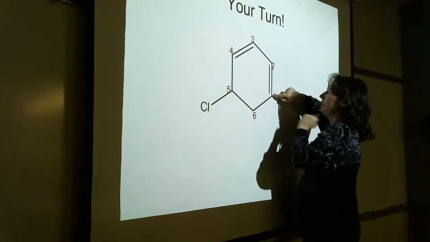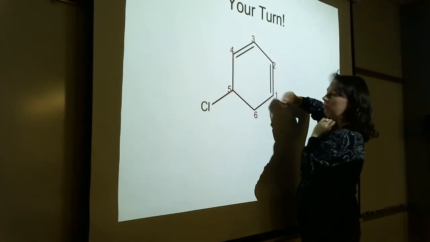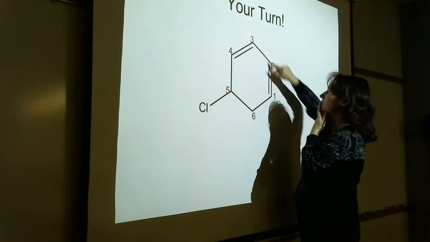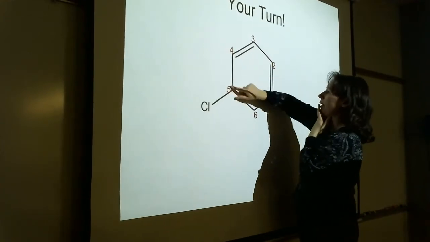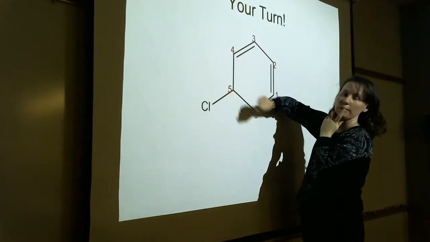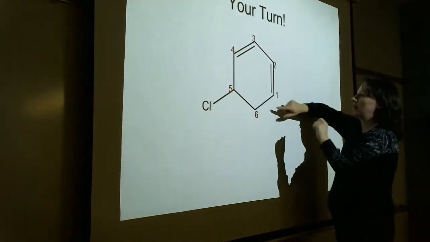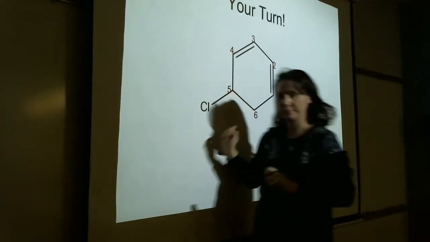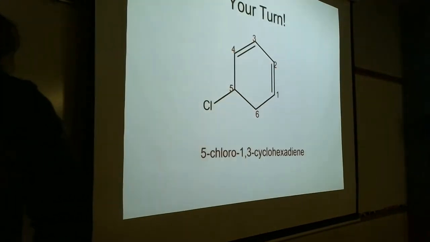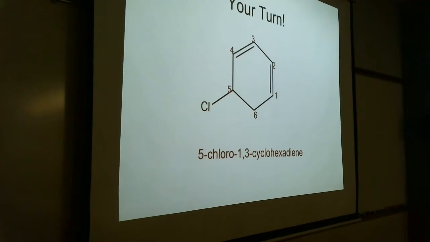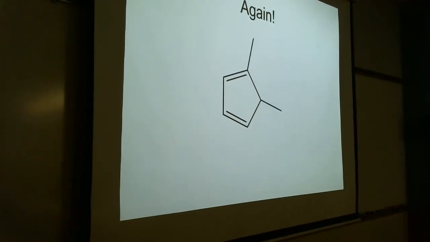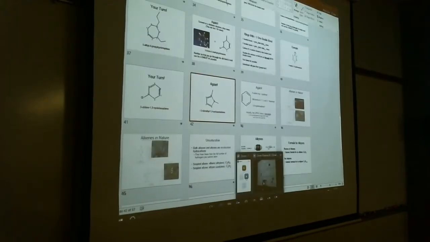If I numbered here, picked here, and went this direction, that doesn't make sense. If I picked here and went this direction, I'd number through the double bonds, but I would be giving this the smallest number possible, right? It'd be on carbon number 6. But here puts it on carbon number 5. So 5-chloro-1,3-hexadiene. All right, one more to try on the alkenes, and then we've got some alkynes to talk about quickly.